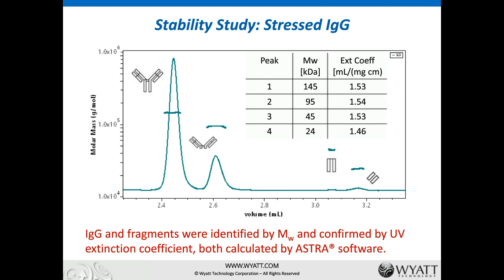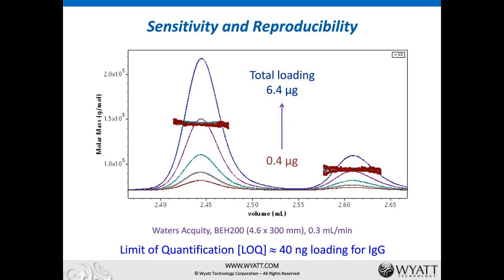Sensitivity and reproducibility are important aspects of any detector for sure. So we tested a mixture of two proteins at 5 different loadings from 0.4 to 6.4 micrograms. Each injection amount was repeated 3 times. Molecular weights from these injections are very consistent, as you can see by the flat molecular weight across the peaks, even with the lowest loading, the 0.4 micrograms. The light scattering signal is strong.